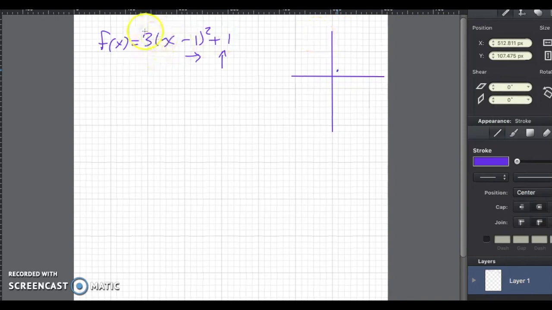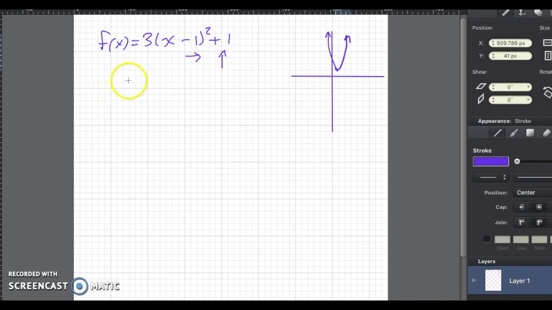And from this 3, if you remember from when we were first starting translations and reflections, we talked about it a little bit, not too much. So it's going to be a thinner graph. It's going to be a quadratic, but it's going to be a little bit thinner than normal. It should be a little bit more, probably, but that's okay. We'll talk about the graphing later.